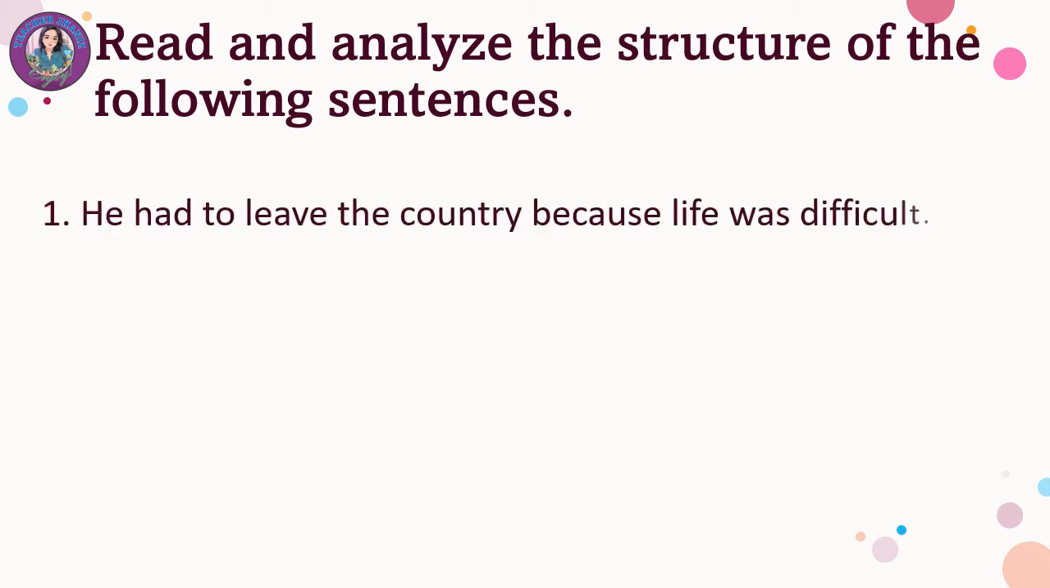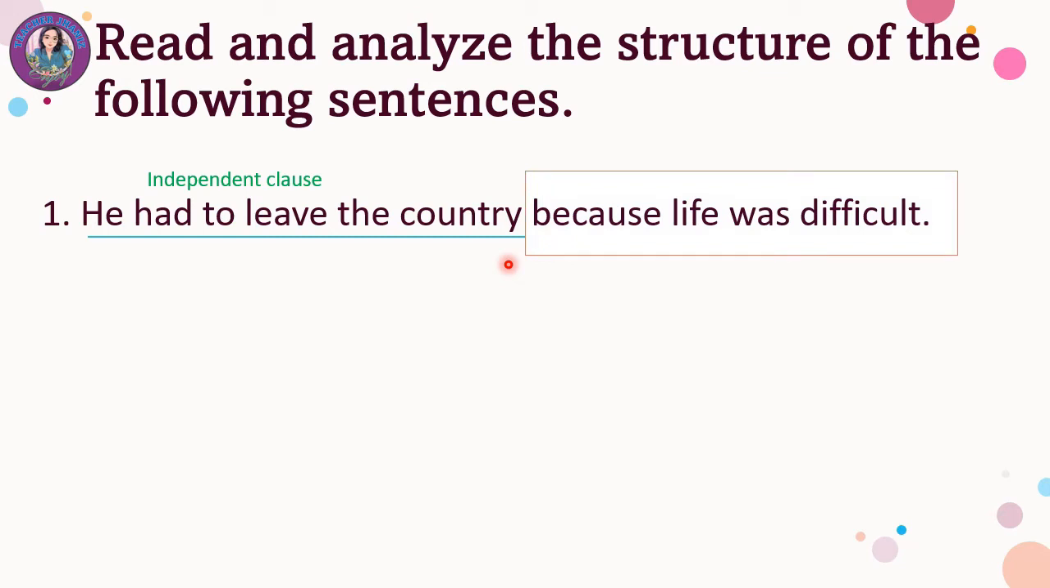Number 1. He had to leave the country because life was difficult. He had to leave the country is an independent clause. Because life was difficult is a subordinate or dependent clause. Because is a subordinating conjunction. By the way, class, this is called a subordinate clause since it starts with a subordinating conjunction.